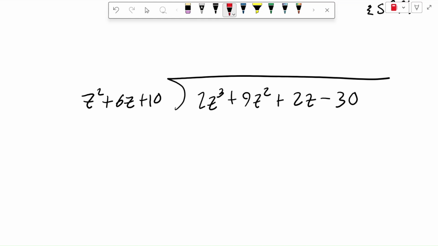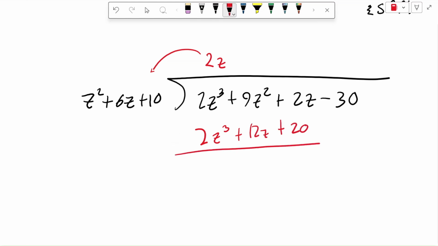And this one is a little bit different because we've got a quadratic here. How many times does z squared go into 2z cubed? It goes in 2z times. We now need to times 2z by all three of those pieces. So it's going to be 2z cubed plus 12z squared plus 20z. Subtract. 9 take 12 is -3z squared. 2z take 20z is -18z. And we can pull down the -30.